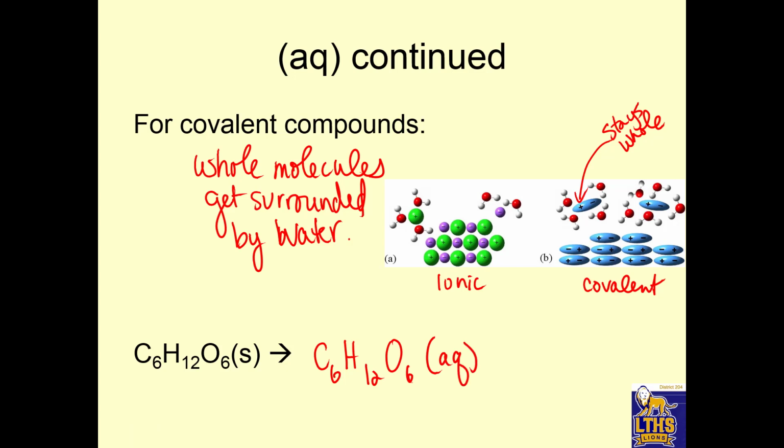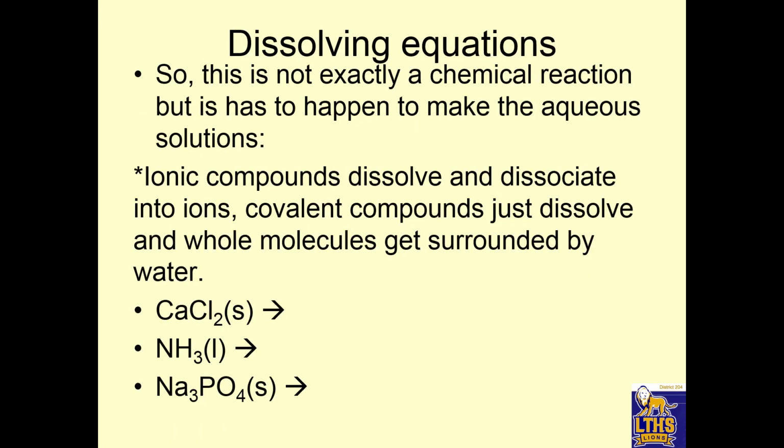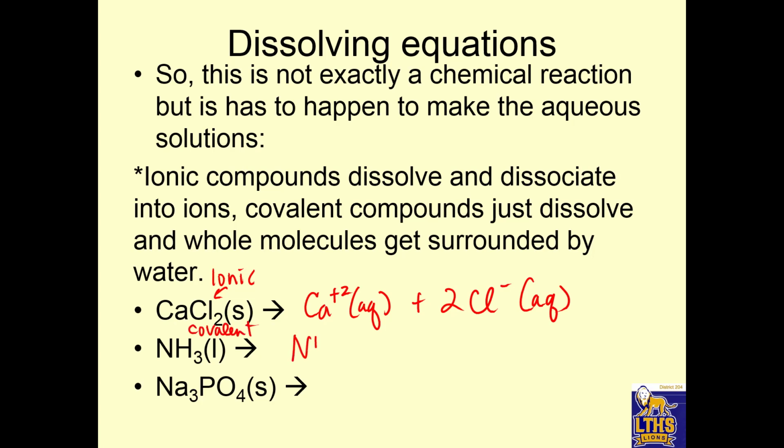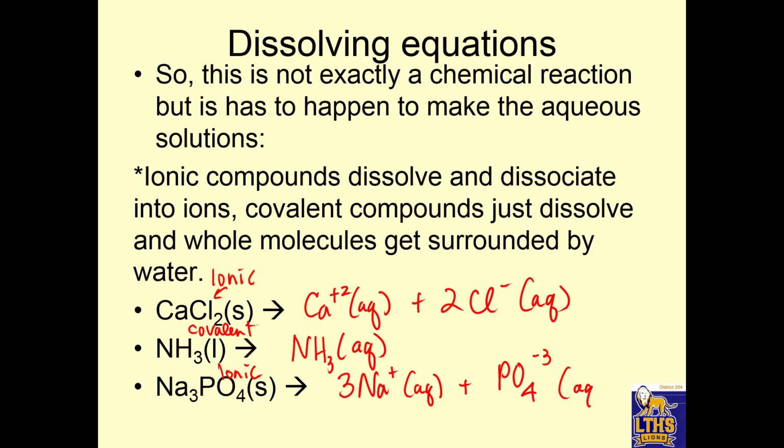So for ionic, each ion gets surrounded by water, so it splits into smaller pieces with charge. But covalent, just each big piece of the molecule gets surrounded by water. Okay. So when we talk about dissolving, there's differences. This is ionic, so it's going to dissolve into ions. This is covalent, so it's going to dissolve into each whole molecule getting surrounded by water. This is ionic, so it's going to dissolve into all of its ions, phosphates and sodium. So that gives you a better idea of what happens when things are in water.